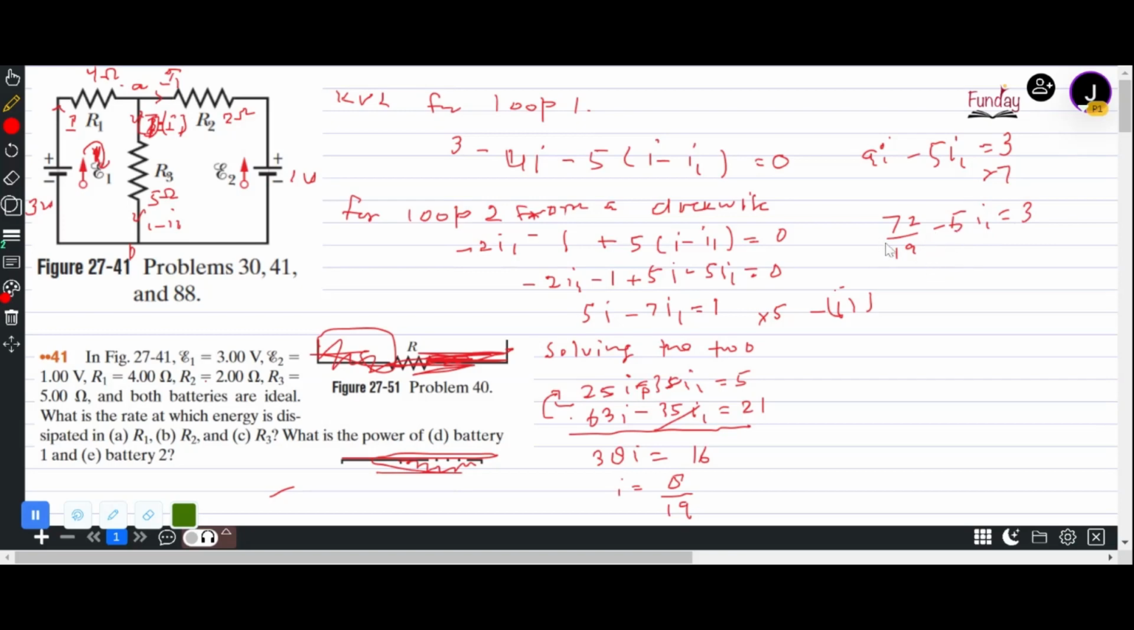Now you would notice that we are getting all positive values for the current, and that means that the directions we assumed for these currents is perfect. So had the direction of the current been different, then we'll get a negative value for that current, and that simply says that the direction we assumed was wrong. So the correct direction would be opposite of the direction we assumed, but here we are getting all positive values.